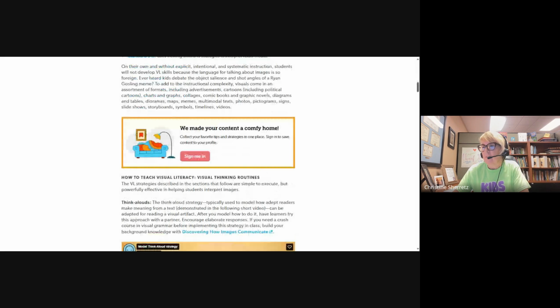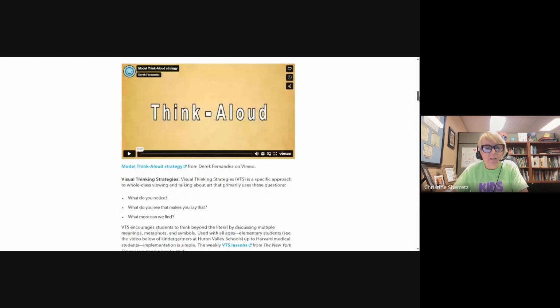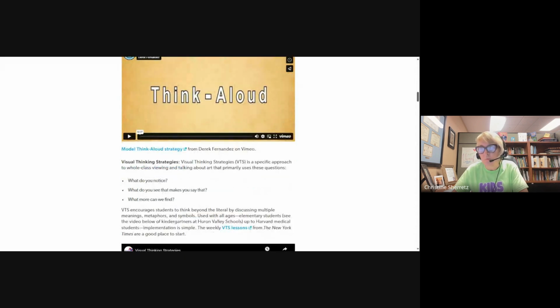So here we have some examples. It talks about the importance of doing think alouds. So of course we're going to do think alouds when we teach comprehension, but we also need to do a think aloud when we teach about visual literacy, as we are explaining our thinking of interpreting the meaning of the picture. And so this gives us some ideas, like you can say, what do you notice? What do you see that makes you say that? What more can we find out?